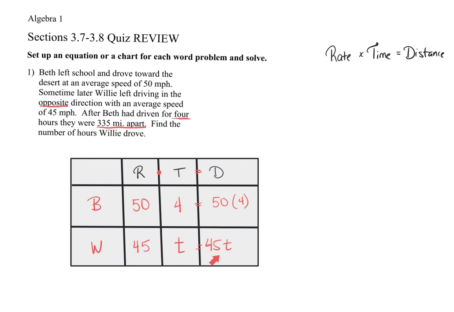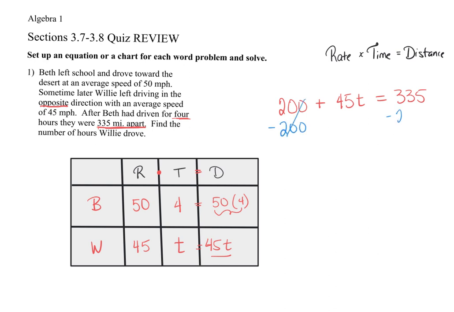Multiply across, we've got this column. We look up here and see opposite direction, total miles apart. We are going to take those two distances and we're going to add them. What is 50 times 4? Right, so we're going to say 200, and we are going to add to it this second distance, which is 45 times t. And those add up to equal the total distance apart, which is 335. And now we have a pretty basic equation that we can solve.